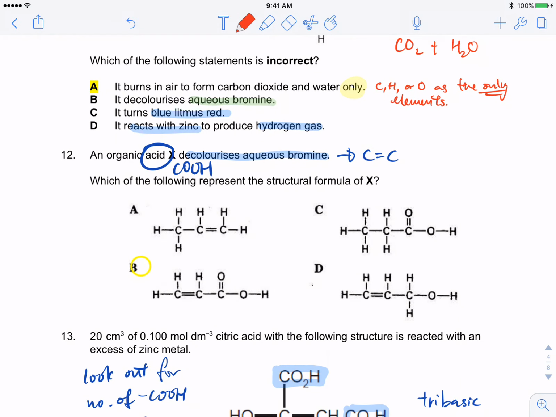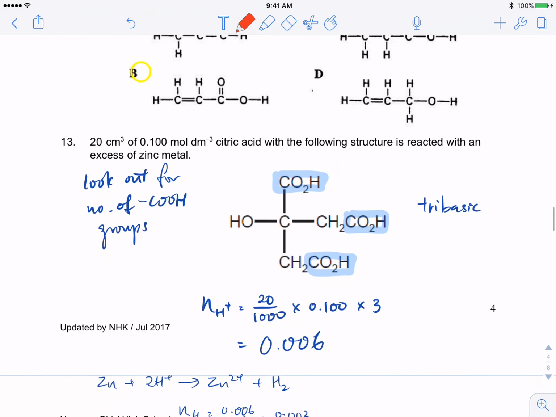12. An organic acid decolorizes aqueous bromine. So, since it's an acid, it must have a COOH group. Since it decolorizes aqueous bromine, it must contain the C=C group. So if we put these two together, the only answer is B.